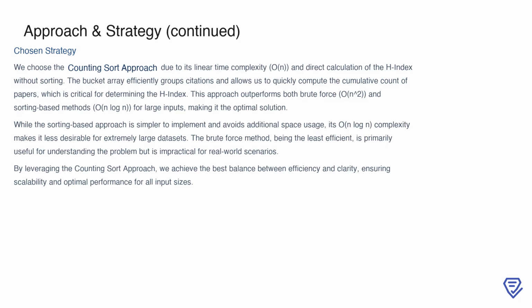Its linear time complexity ensures that it scales well with larger inputs, making it significantly faster than both the brute force and sorting-based methods. By directly grouping and counting citations using a bucket array, it avoids the overhead of sorting while still allowing for an efficient computation of the h-index. While the sorting-based approach is simpler and avoids the extra space requirement, its O(n log n) complexity makes it less optimal for extremely large datasets.